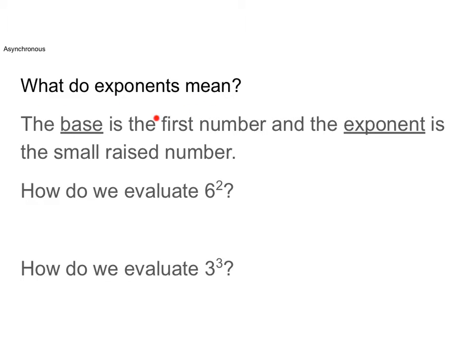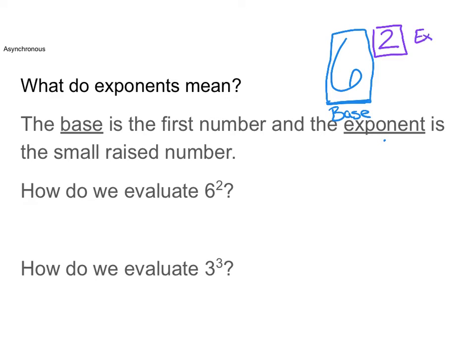What do exponents mean? The base is the first number and the exponent is the small raised number. So let's look at 6 squared. The 6, the blue one, we call that the base. And then the exponent is the small raised number, which is the 2. So this is your exponent.